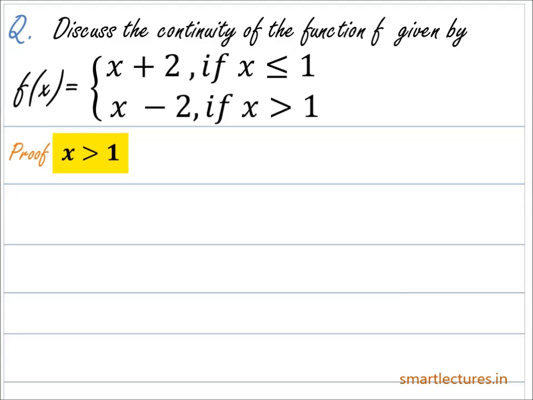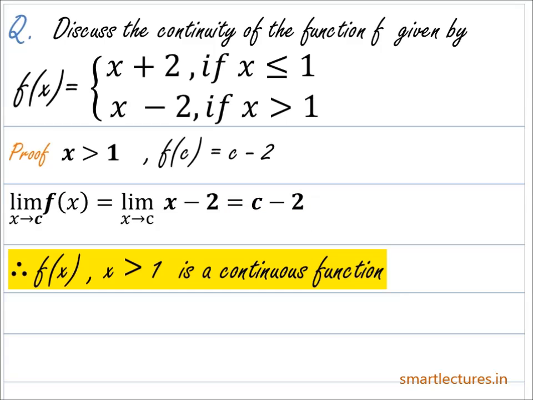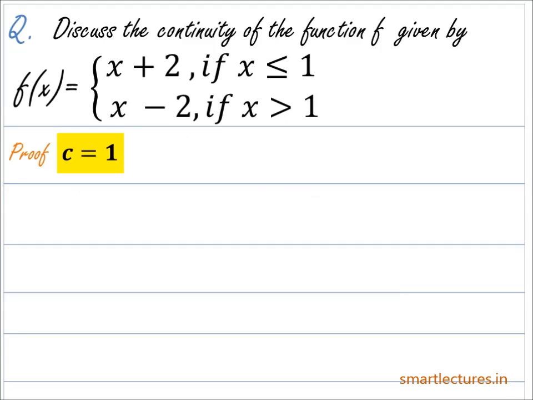And now let's check the continuity of the function if c is greater than 1. Now if x is greater than 1, then f of x is equal to x minus 2, which means f of c is equal to c minus 2. And now let's find out the limit of the function at x equal to c, where c is greater than 1. Now limit x approaches c, f of x is equal to limit x approaches c x minus 2, and which is equal to c minus 2, and which means the limit of the function at the point c and the value of the function at the point c are again both equal. So that means the function f is continuous at all points where x is greater than 1. And in the third case, c is equal to 1.